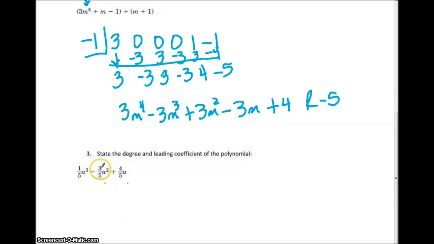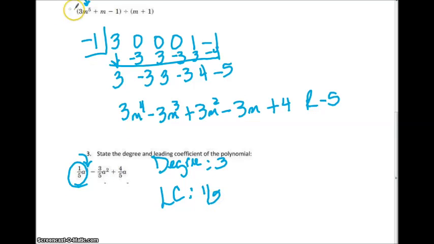All right, number 3 wants you to state the degree and the leading coefficient of the polynomial. Your degree is going to be the largest exponent you ever have, so your degree is 3. Your leading coefficient is what's in front of the term that had a degree of 3, and so that is going to be 1/5. Okay, going to the next page.